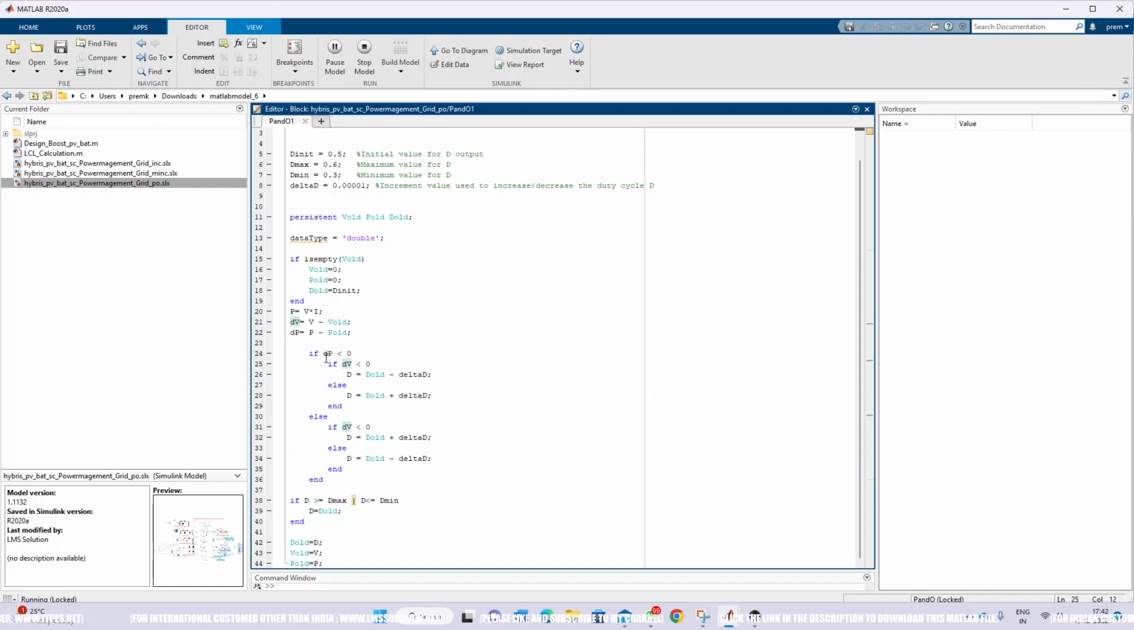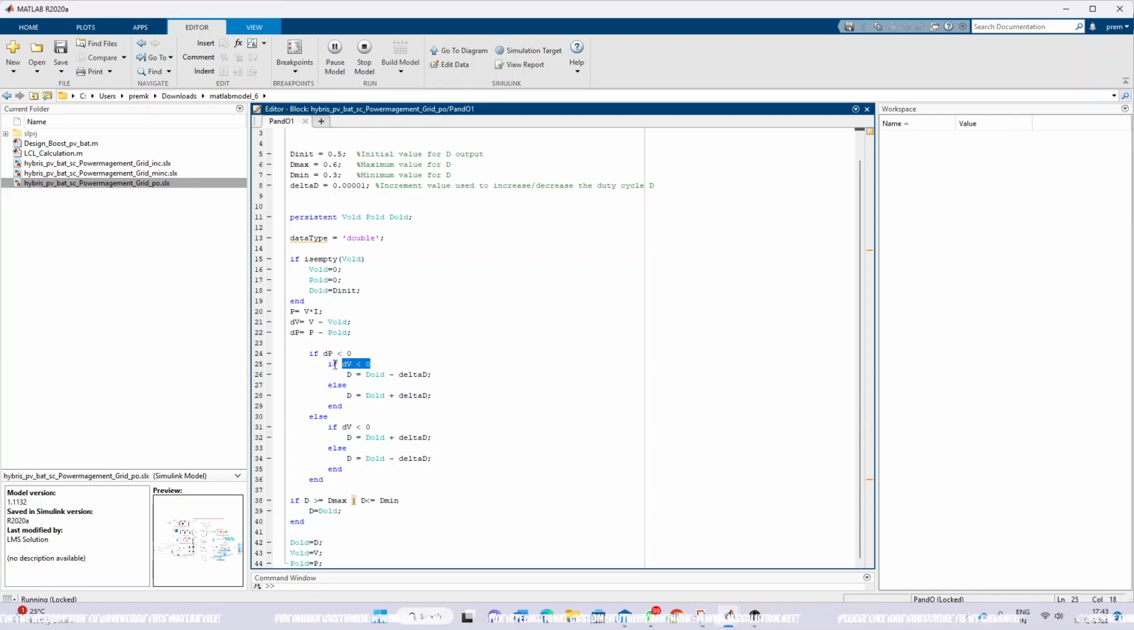Next you have to check the change in power. If change in power is less than 0, again you have to check the change in voltage. If change in voltage is less than 0, you have to decrement the duty cycle. That means you have to adjust the terminal voltage of the PV panel in order to get the maximum power from the PV panel. Here the terminal voltage is adjusted by increasing or decreasing the duty cycle, based upon the condition dV less than 0.